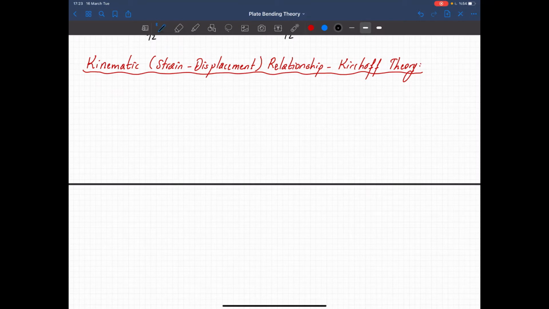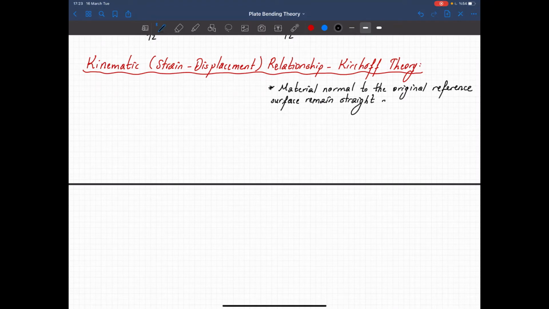Now, what we are assuming here is this: material normal to the original reference surface remains straight and normal to the deformed reference surface.